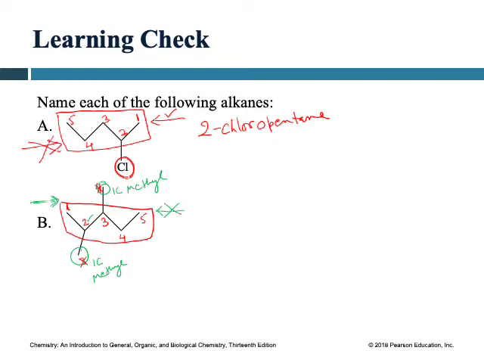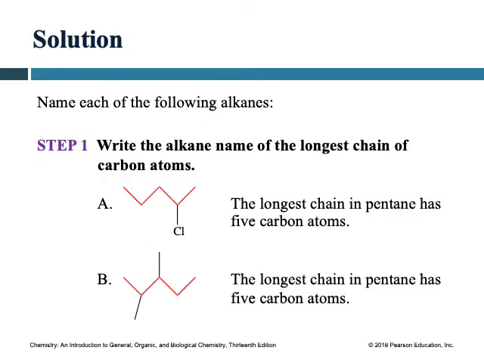So the naming will be 2,3 dimethyl. Then again we have 5, then pentane. So 2,3 tells you the location of the 2 substituents, which are both methyl. That's why I'm writing di over here. So 2,3 dimethyl pentane. And this is the solution that is already given for you guys, so just read it along.